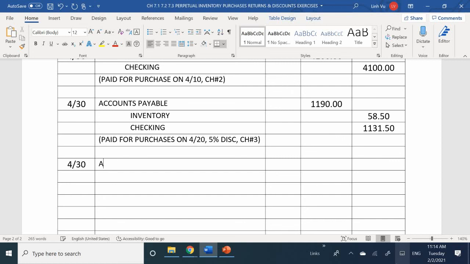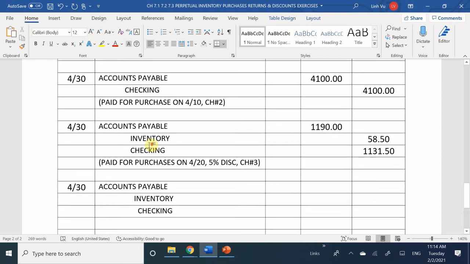Accounts payable. You're going to recognize accounts payable. Good. Because you're paying off what you owe. Okay. What else are you going to recognize? Inventory. Yes, because you're not paying for the full amount. You're paying less for the inventory. And lastly, you're going to recognize your checking because you wrote a check.